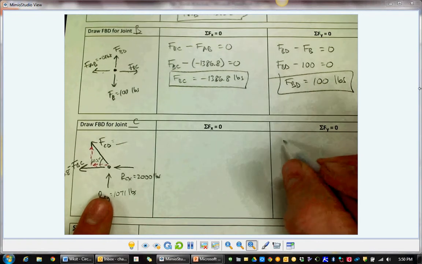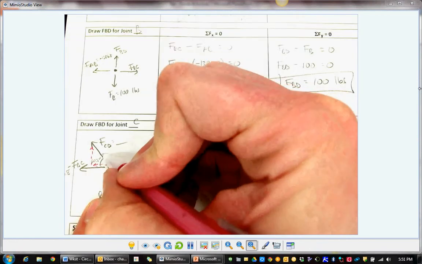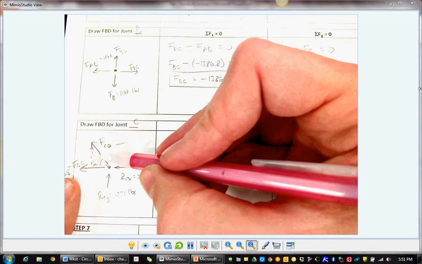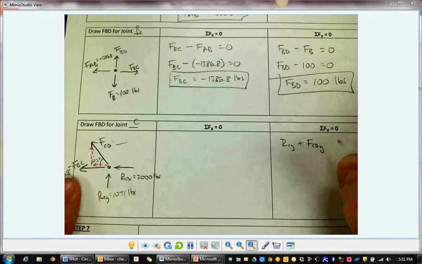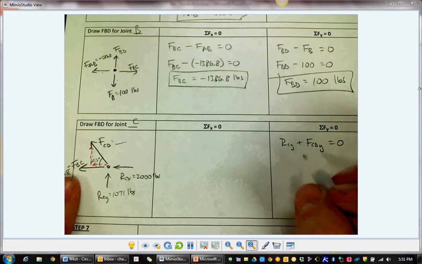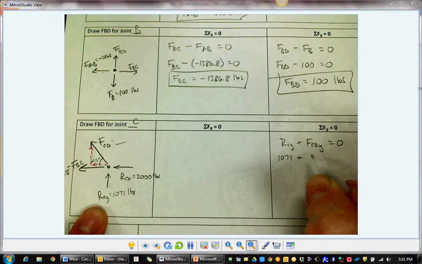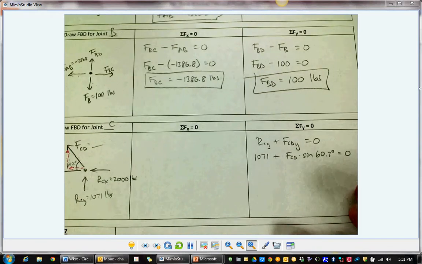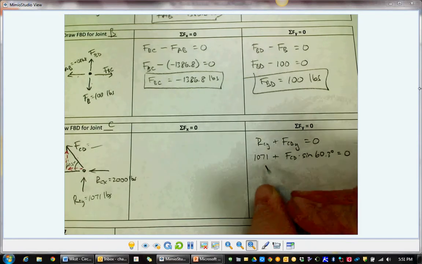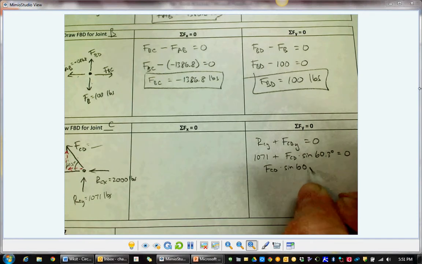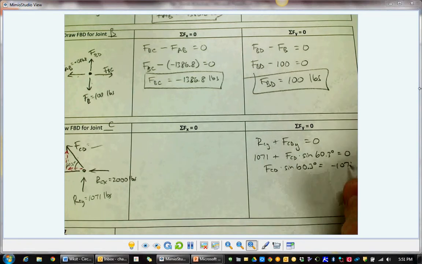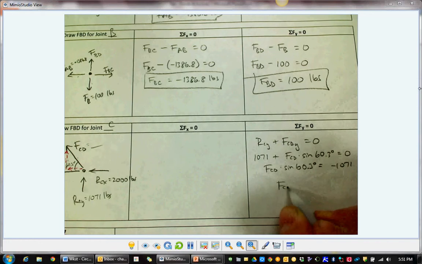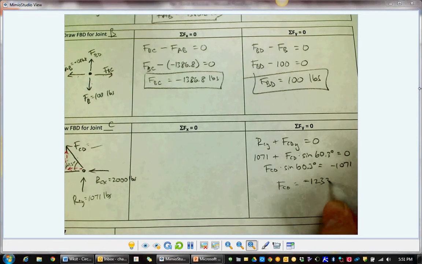Force in the y, we have RCY up, so that's positive RCY. And we have part of FCD, its y component, FCDY here, and that's pointing up. So plus FCD's y component. Those must add up to 0. Let's substitute in what we know here. RCY is 1071. FCD's y component is FCD times the sine of theta, which is 60.3 degrees. Only one unknown, so we can solve for that. We subtract 1071 over there, and then divide by sine of 60.3. And that gives us negative 1,233 pounds.